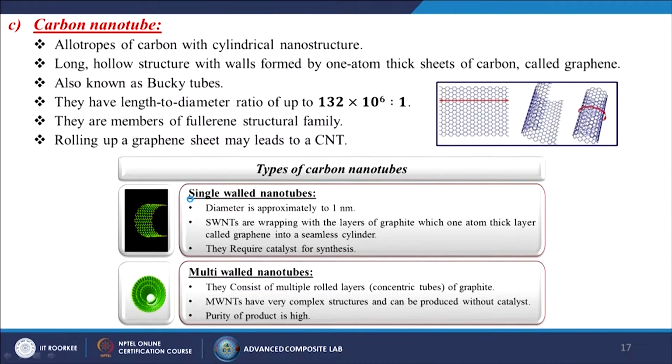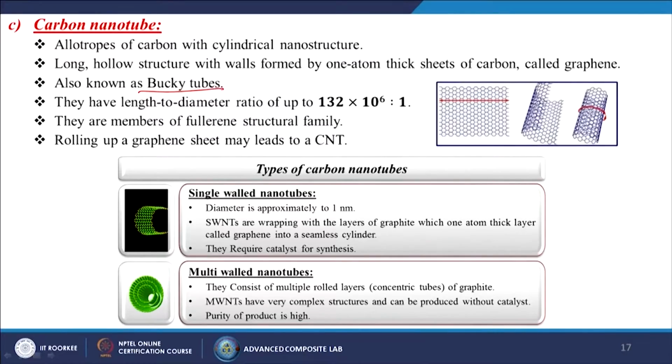Now we are going to discuss the carbon nanotube. Allotropes of carbon with cylindrical nanostructure, a long hollow structure with walls formed by one atom thick sheets of carbon called graphene. Simple graphene is 2D in structure. If we roll it, we get the carbon nanotube, also known as Bucky tubes. They have a length to diameter ratio of up to 132 into 10 to the power 6:1. They are members of the fullerene structural family. Rolling up a graphene sheet may lead to a CNT.